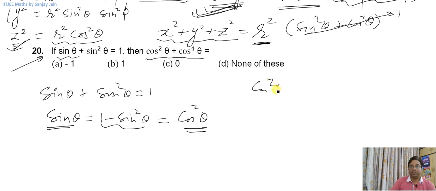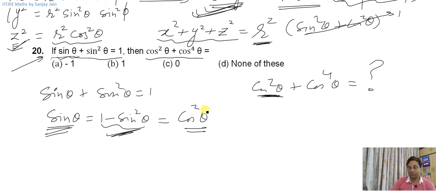So cos square theta plus cos raised to power 4 theta is what I am looking for. Cos square theta is nothing but 1 minus sine square theta, right? And which is equal to sine theta in this case, as per the given information. This is not always true, okay? This is what we are manipulating based on the given information. So cos square theta can directly be replaced with sine theta. So let me replace it.